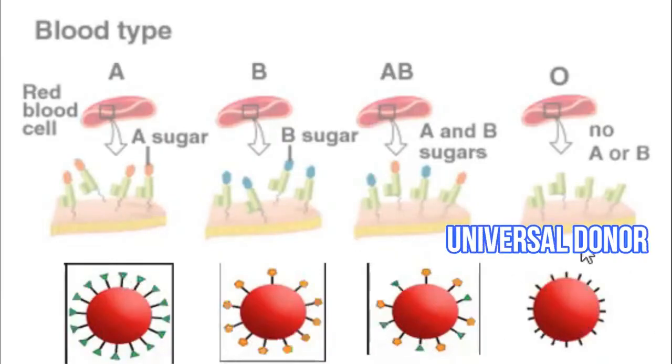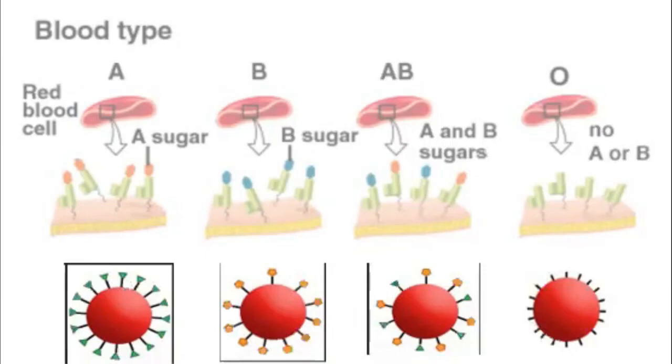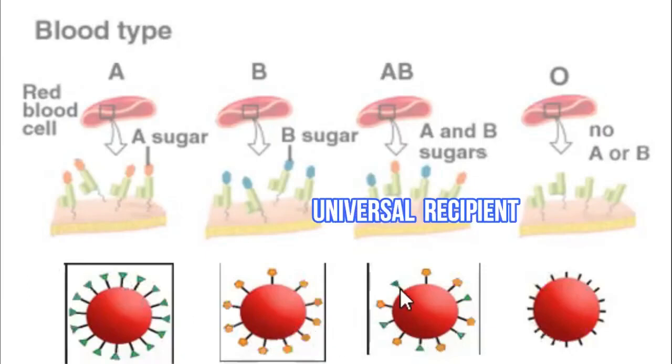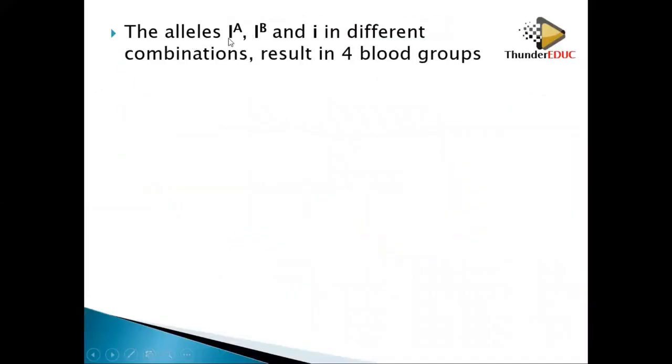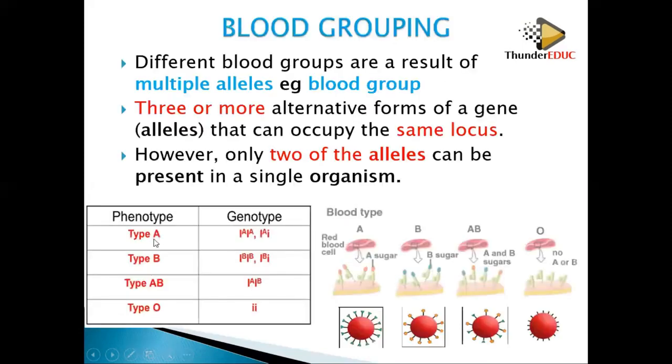Why? Because it doesn't have the recognition sites. And then blood group AB can receive from anyone. Why? Because it has both antigens, so it has the universal receptors. All right. So we are saying that alleles A, B, and i in different combinations result in 4 different blood groups. That's what I've explained here, that you have 4 different blood groups: A, B, AB, and O.